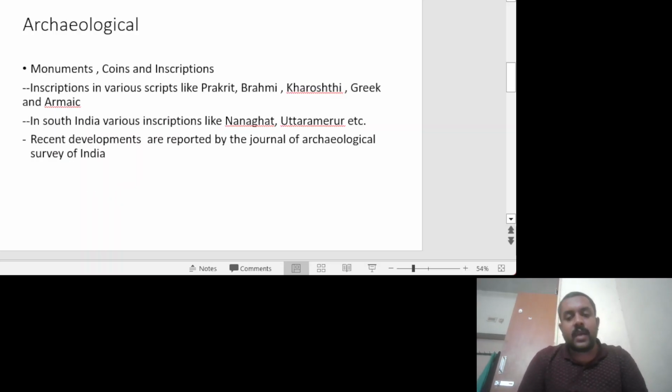Besides this, we have archaeological sources which include monuments, coins, and inscriptions. And inscriptions are mainly in ancient languages like Prakrit, Brahmi, Kharosthi, Greek, and Aramaic. In South India, we have prominent inscriptions like Nana Ghat of the Satavahanas, the Uttara Merur inscriptions of the Cholas, and the recent discoveries regarding the inscriptions are reported by the journals of the Archaeological Survey of India.